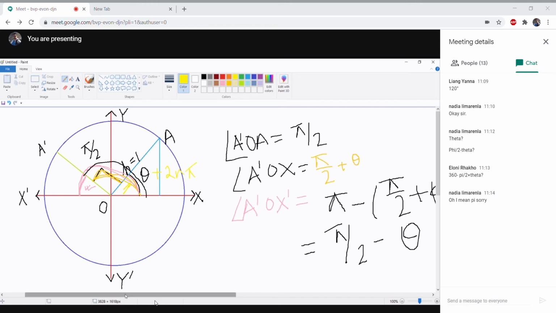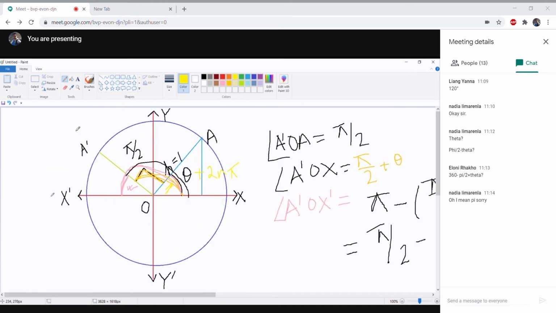What was this angle? This angle was pi by 2 plus theta. So we'll add 2n pi to generalize. Understood? To generalize this term, we will add 2n pi to any of the angle. So this is how we have to find the angles, right?